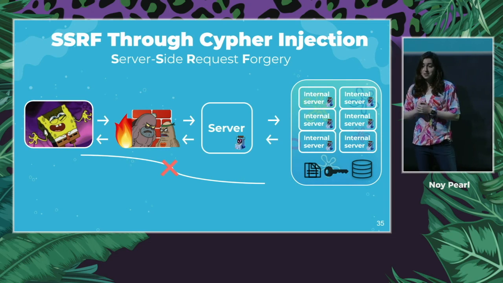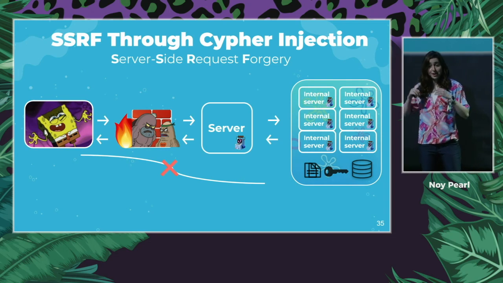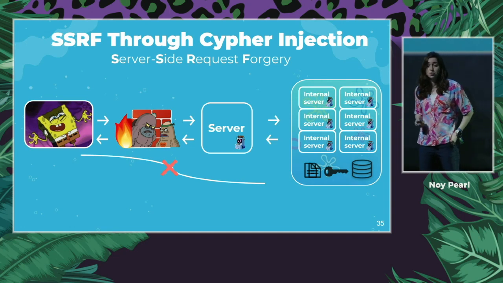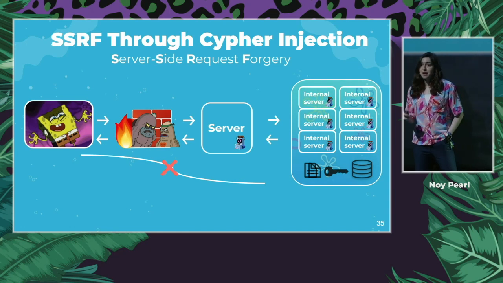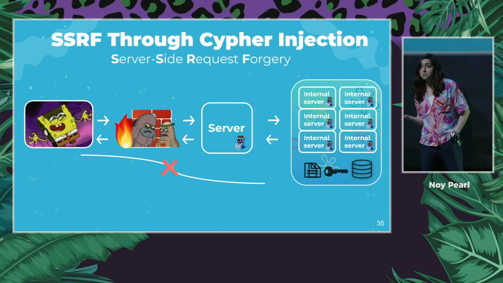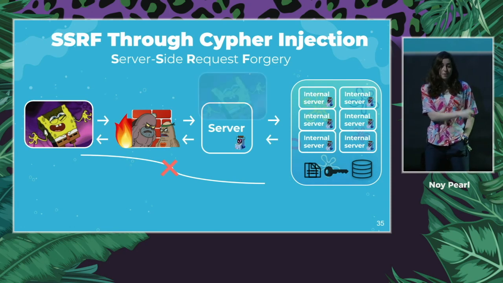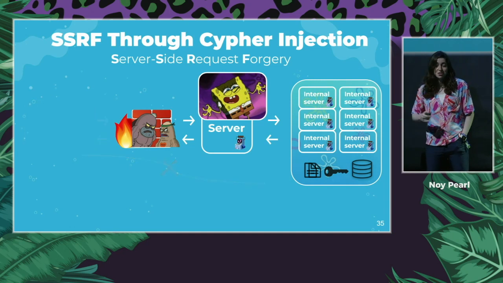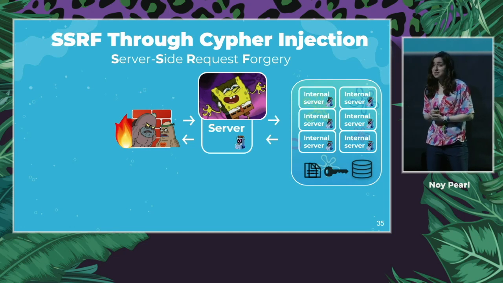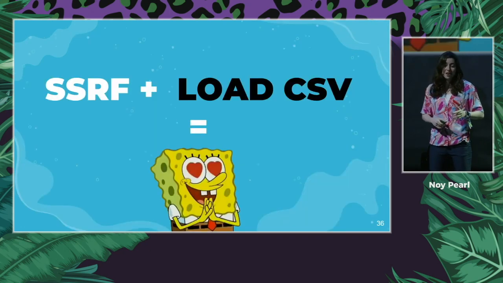Now, SSRF is a web-based vulnerability where an attacker actually creates an HTTP request in such a way that is malicious. It reaches through the firewall to the server itself. And because of how the request is constructed, then either the server sends a request to himself or to another internal server, gets the response from it, and then returns the response to the attacker. So it looks just as if the attacker is actually sitting after the firewall and not behind it, and is able to just manipulate the server into sending a lot of internal requests and access a lot of sensitive files, keys, and endpoints. And we're going to see how we're going to do this with load CSV.